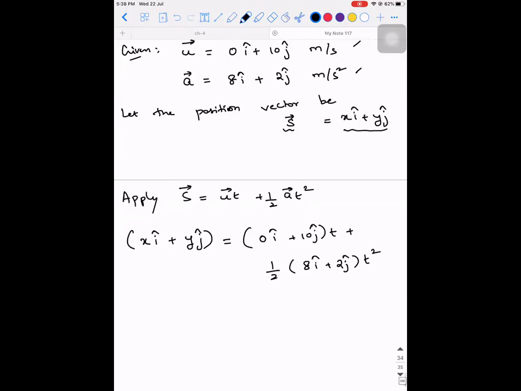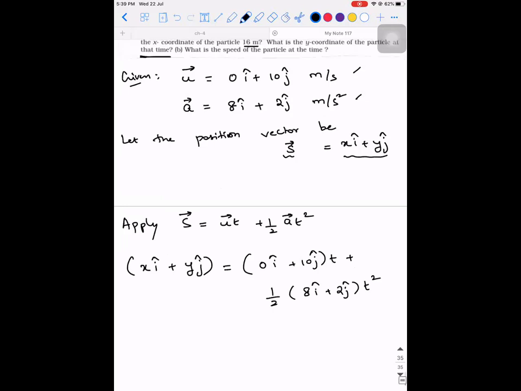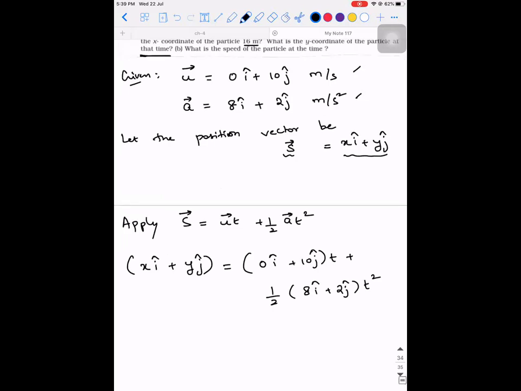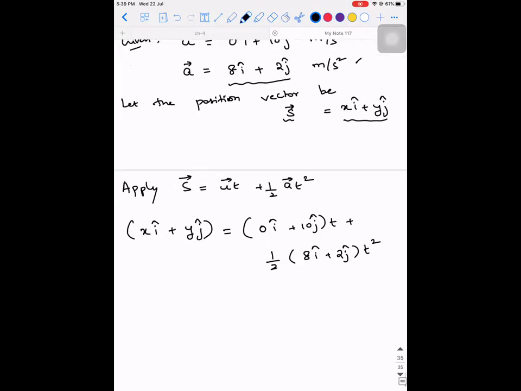So S vector is equal to u vector into t plus half into a vector into t square. In the place of S vector, I wrote x i cap plus y j cap is equal to u vector, which is nothing but 0 i cap plus 10 j cap, into t, plus half into acceleration, which is 8 i cap plus 2 j cap. Clear with this?